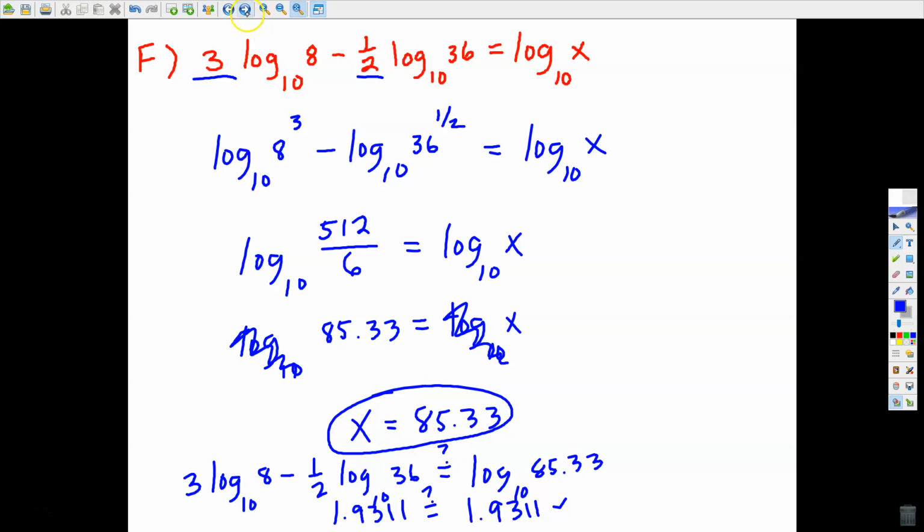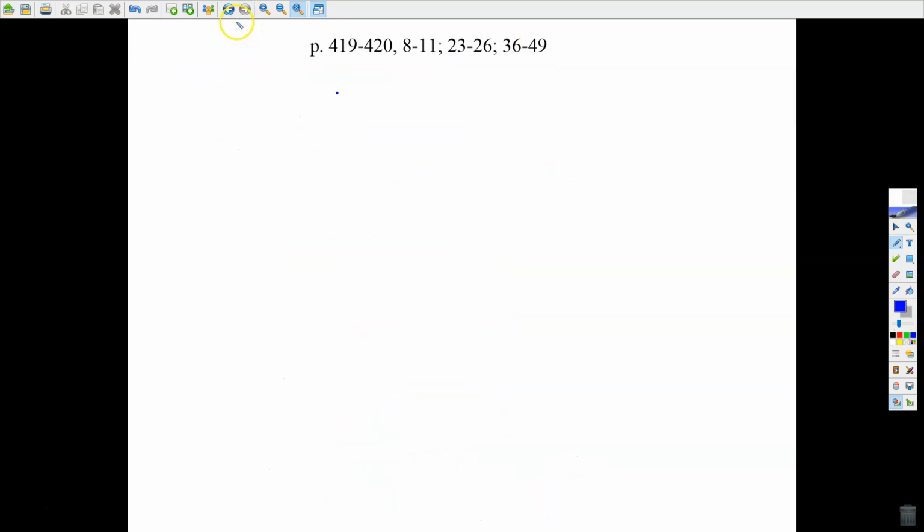All right, and so that's it. That's going to be the assignment for this particular lesson, part 2. So work on those properties and see if you can solve these equations. If you have any questions, let me know.